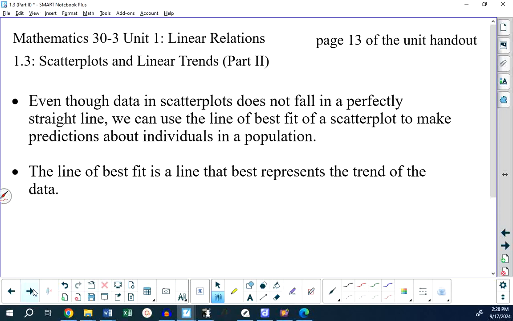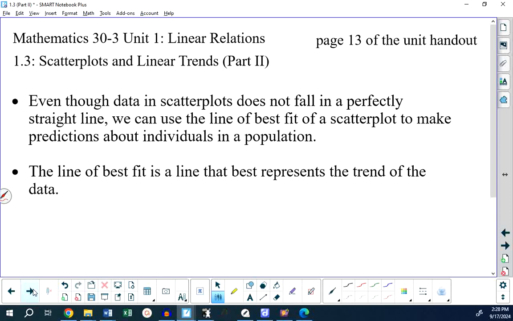All right. So this is called Scatterplots and Linear Trends Part II. I want to read through a couple of things with you. Even though the data in the scatterplots do not fall in a perfectly straight line, you can still use the scatterplots to make predictions. Okay?